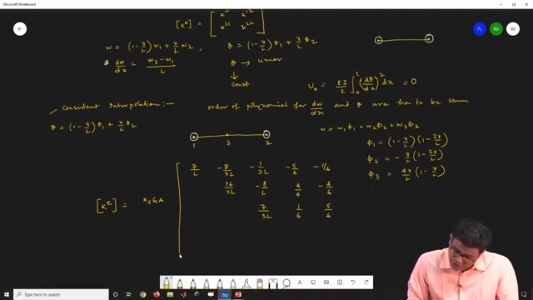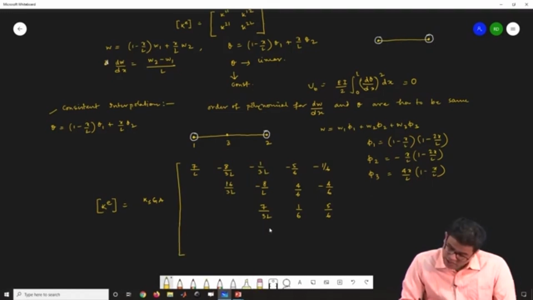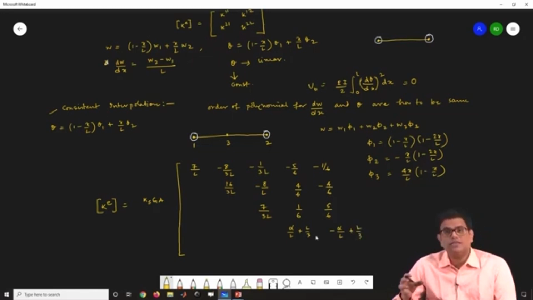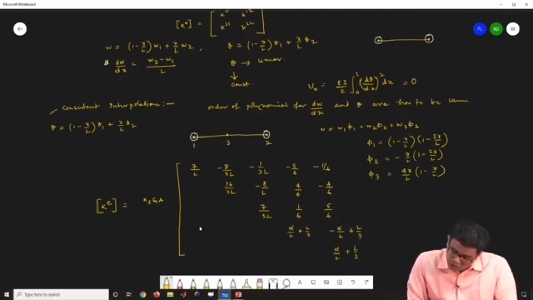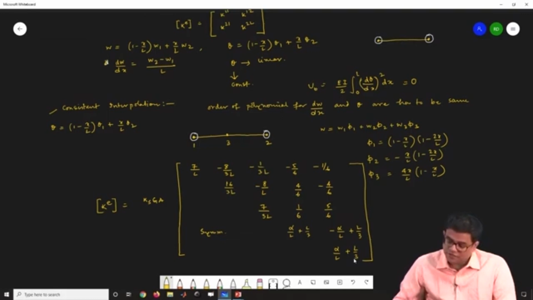Then you will have the bending contribution, that is alpha by L plus L by 3, minus alpha by L plus L by 3. This is composed of bar stiffness kind of matrix and mass matrix, which we have also seen. So here that is alpha by L plus L by 3. So this is a symmetric matrix again, and this is the stiffness matrix.